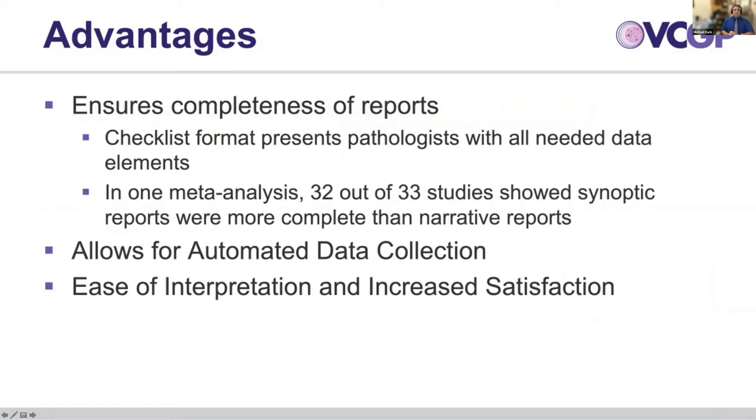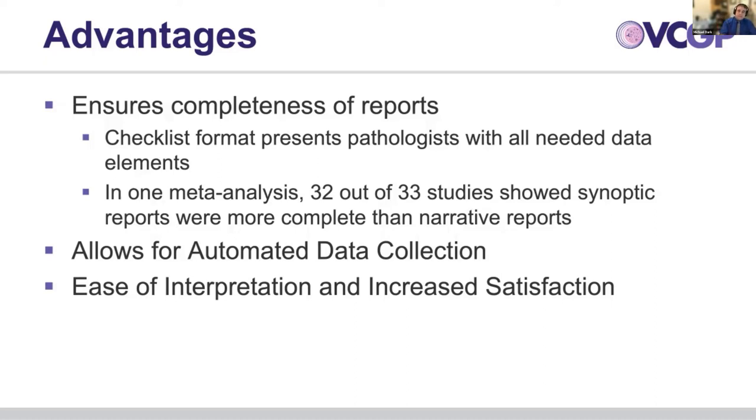Okay. So advantages of the synoptic reporting. One of the main advantages of synoptic reporting for pathologists is that it ensures completeness of reports. Because it's a checklist-like format, it presents pathologists with all the needed data elements that you should have for a given type of tumor. So it means that we don't have to remember for anal sac adenocarcinomas, okay, ECAD expression that's more than 75% of the tumor is prognostic and that sort of thing. Those pieces of information that are important and prognostic are in that particular report format. So it offloads us from having to remember every prognostic factor for every tumor in every animal other than Homo sapien.